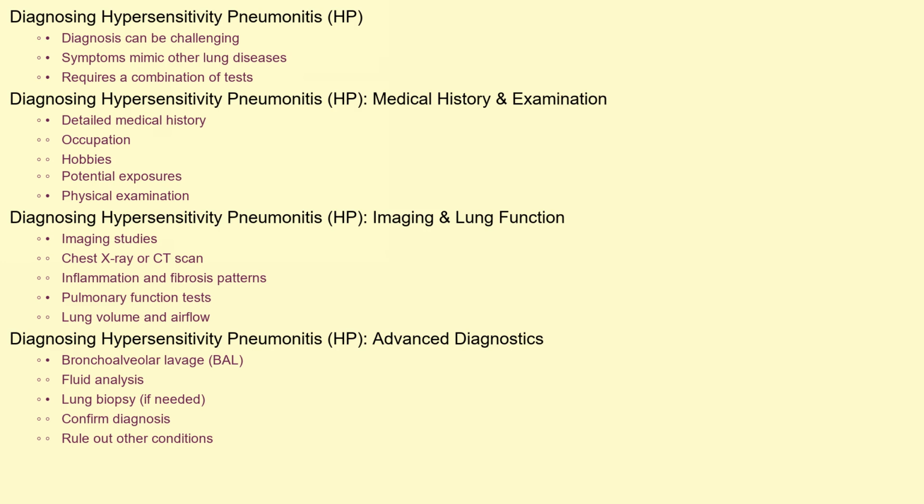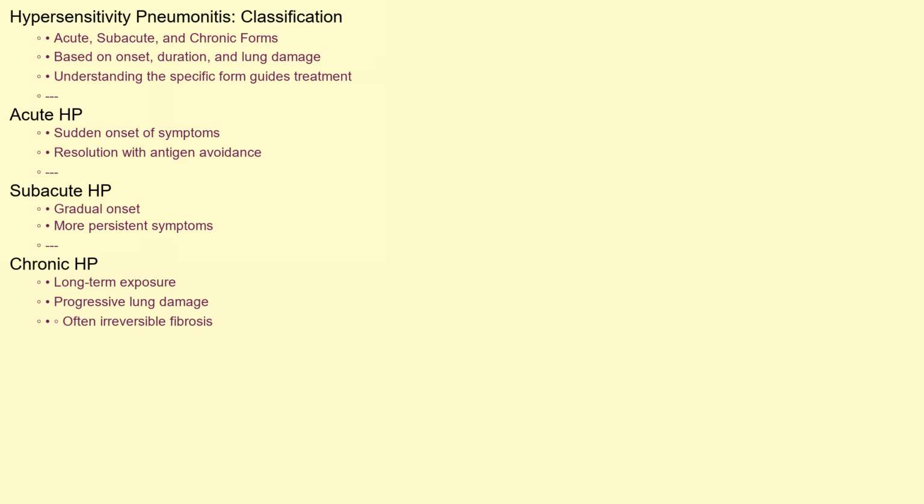In some cases, a bronchoalveolar lavage, where fluid is washed into the lungs and then collected for analysis, or even a lung biopsy may be necessary to confirm the diagnosis and rule out other conditions. Hypersensitivity pneumonitis can be broadly classified into acute, subacute, and chronic forms, as we touched on earlier when discussing symptoms. The classification is based on the onset and duration of symptoms, as well as the degree of lung damage.